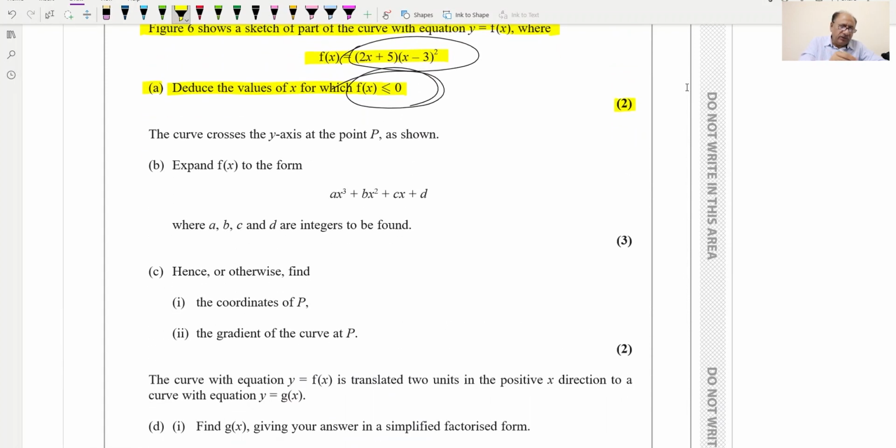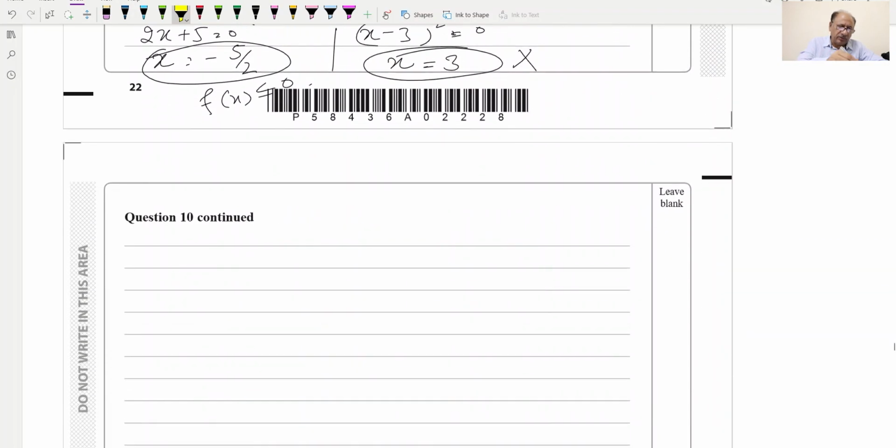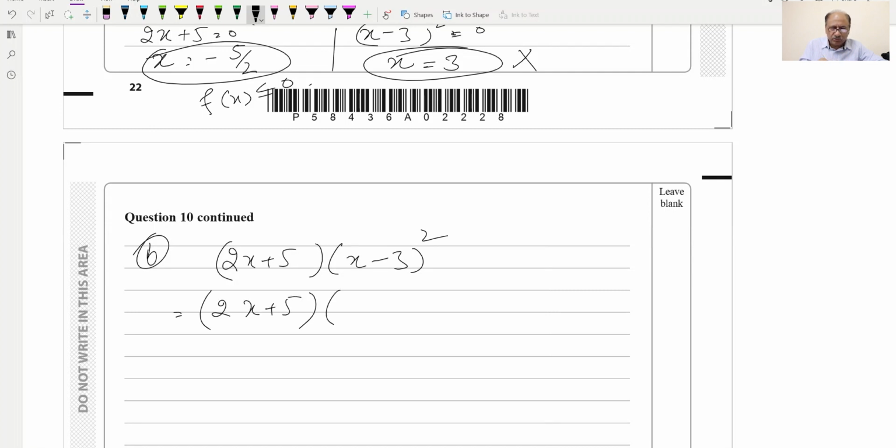Now for part b, they are saying the curve crosses the y-axis at point P as shown. Expand f of x to the form ax cubed plus bx squared plus cx plus d, where a, b, c, d are integers to be found, and this is a 3 mark question. This is just algebra involved in this, so we will be solving this. It will be 2x plus 5 into x minus 3 squared, and we will open the square first. So we'll write 2x plus 5 as it is, and the square will be x squared plus 9 plus 6x. Now we can multiply.